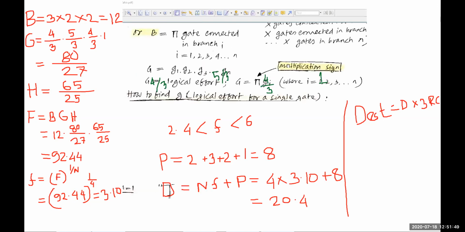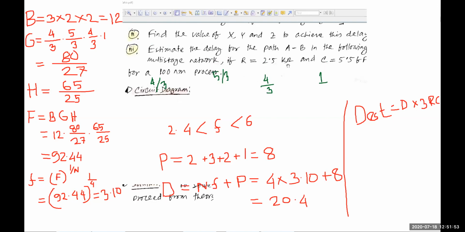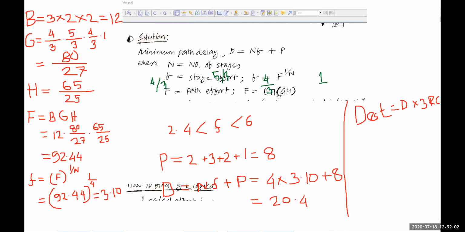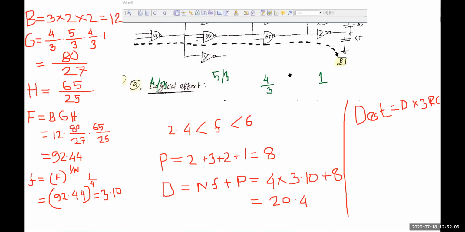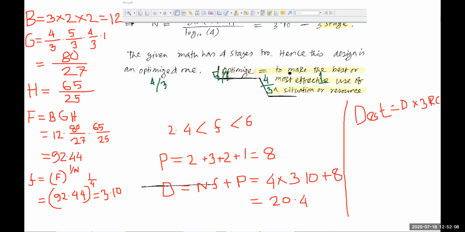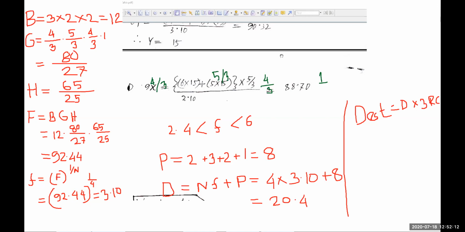How much R and C are given in the question? Okay, 2.5 and 5.5, right? Kilo ohm and femtofarad, remember. But remember, this is the question, and the example has a different value, 3 and maybe 6. So don't be confused. The handwritten note has a mistake.